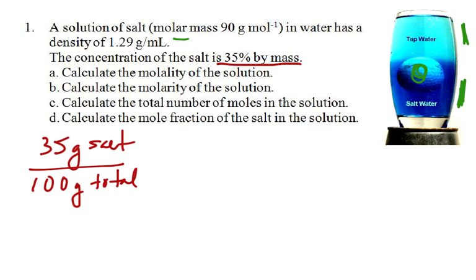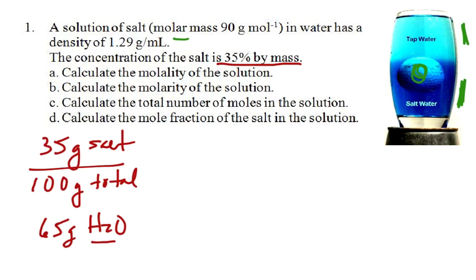Now that total mass must be our salt plus our water. So if we subtract those two, we get 65 grams. So we know that must be 65 grams of water. So here we have several useful numbers already. Okay, 35 grams of salt, that's our solute. We have 65 grams of water, that's our solvent.